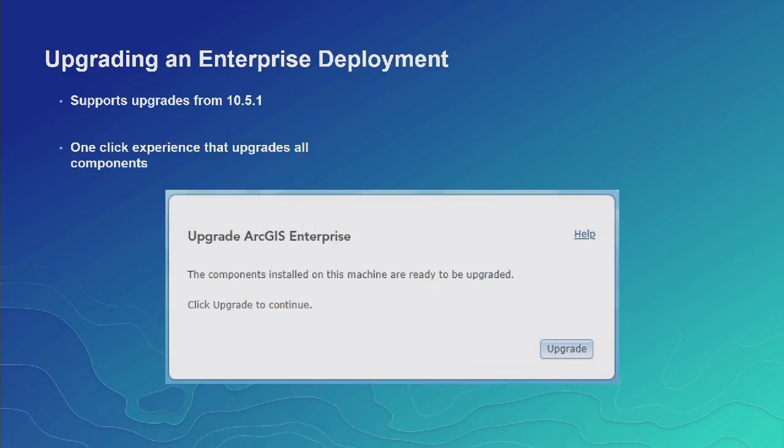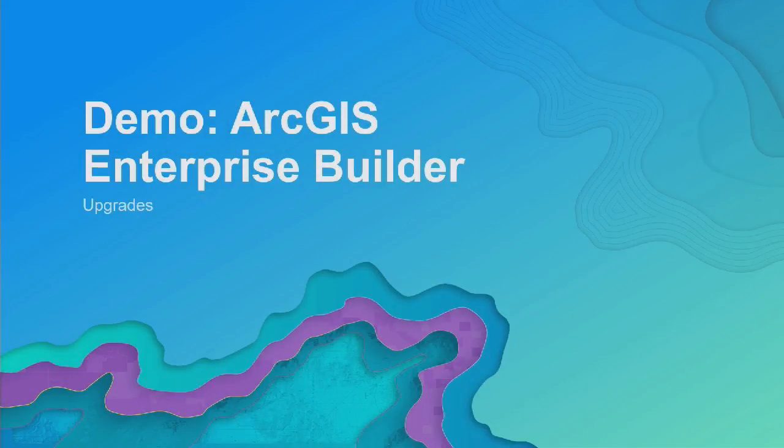And normally, if you want to upgrade an ArcGIS Enterprise deployment, you'll install the software yourself, and you'll go through the upgrade process of each individual component manually. But just like installing a new deployment, you have this easy one-click experience to upgrade your environment to 10.6. So I'm going to go through that real quick.